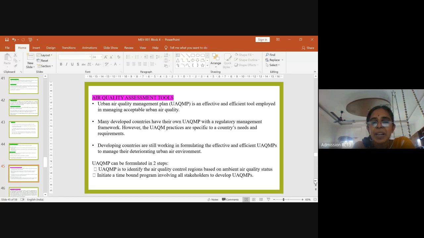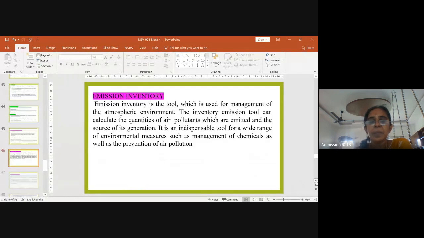Many developed countries have their own urban air quality management plan. Developing countries are still working on formulating effective and efficient urban air quality management plans. It is formulated in two steps. First step is to identify the air quality control regions, and the second step is to initiate a time-bound program involving all stakeholders to develop the air quality management plan.